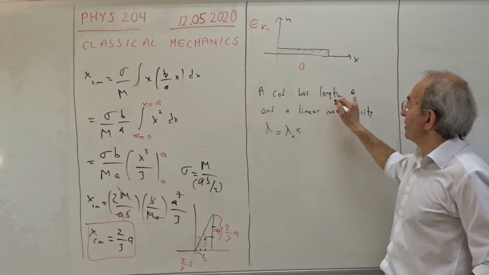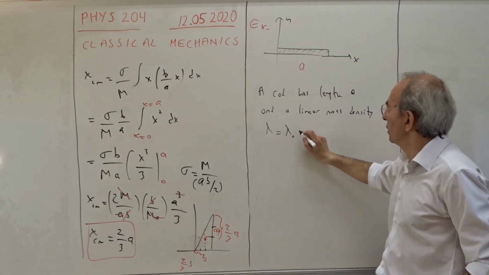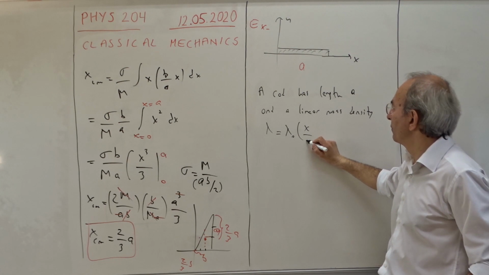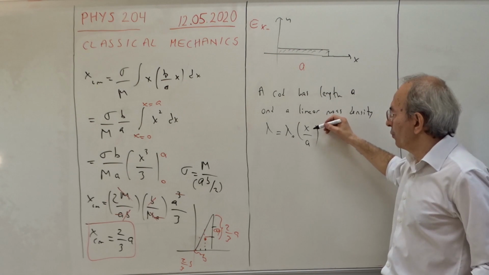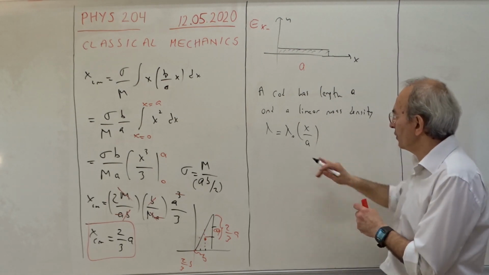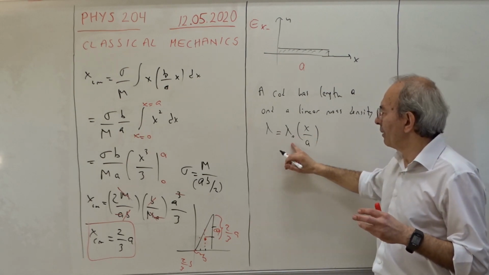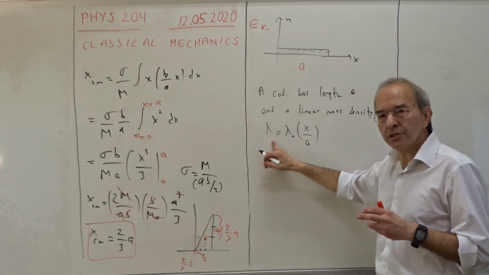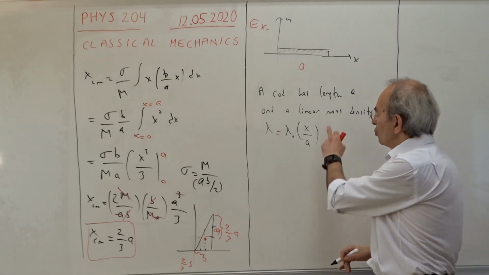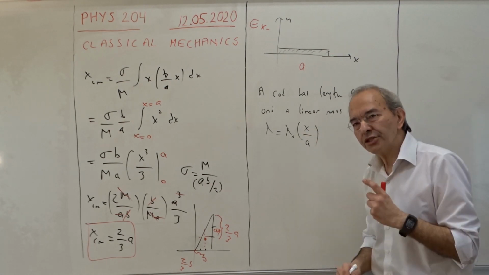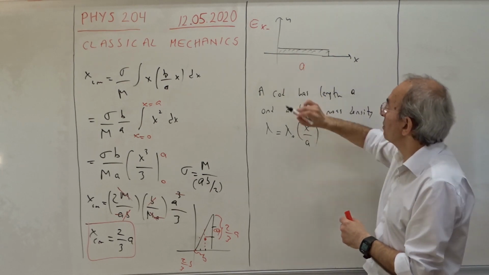A rod has length A and a linear mass density lambda 0 times, let's say, x over A. Because if you don't write this A, the units do not match. Now lambda and lambda 0 have the same units, mass per unit length, so kilogram per meter, for instance. So you should multiply it by some fraction in terms of distances, so x, whatever x is from the beginning.